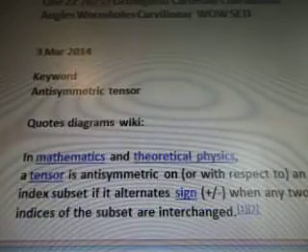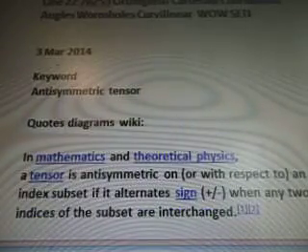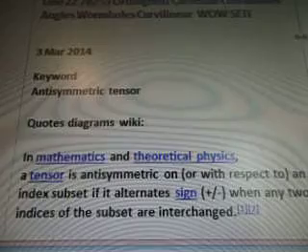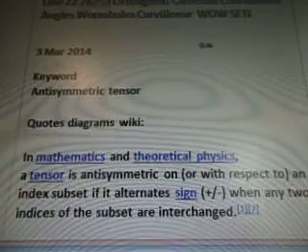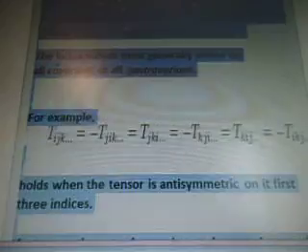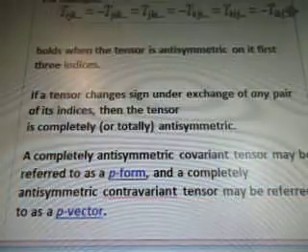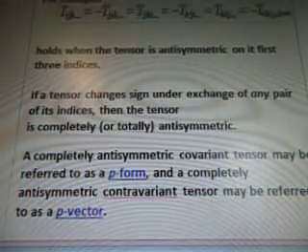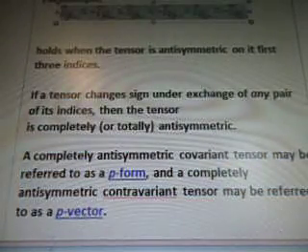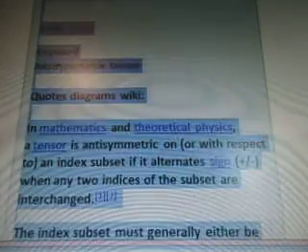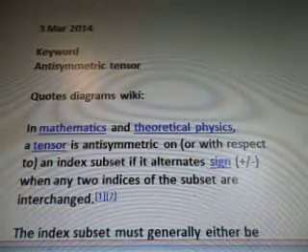March 3rd, 2014, I looked at the keyword antisymmetric tensor. And I'm going to just move these over a bit. And they don't want to. Of course not. There's a problem when I do it before filming. There we go. Now I can fit it in there. Okay, quotes and diagrams are from wiki.